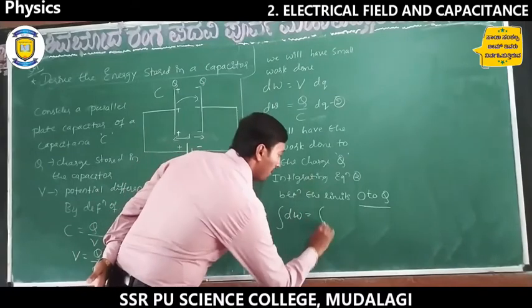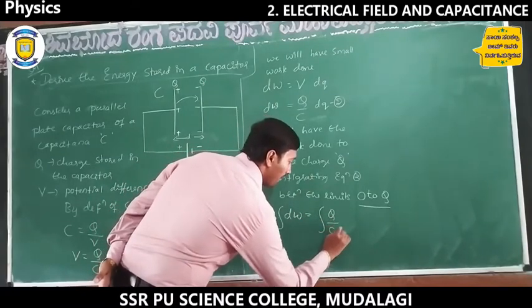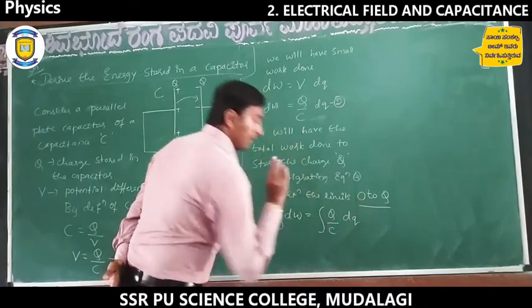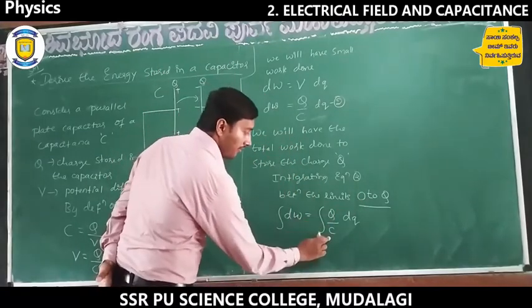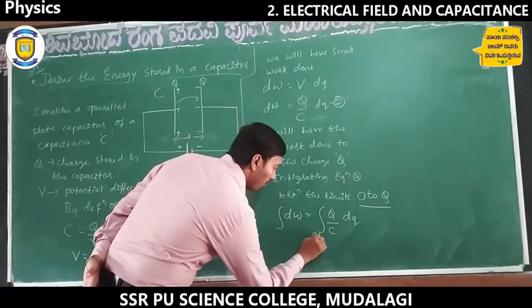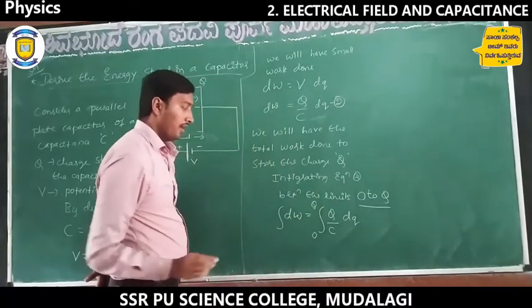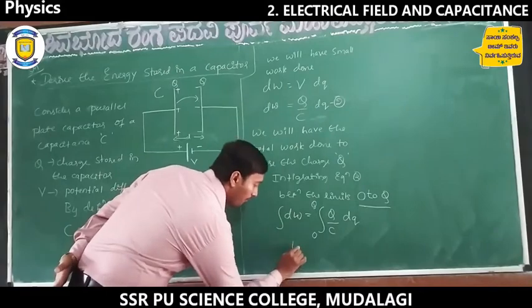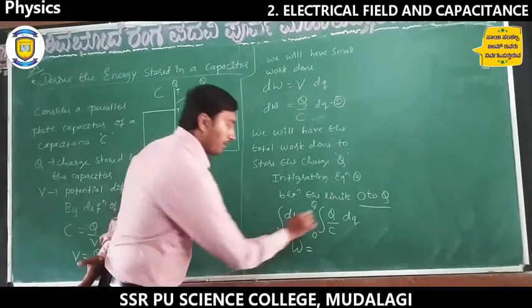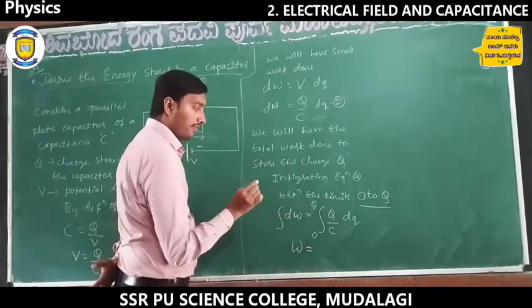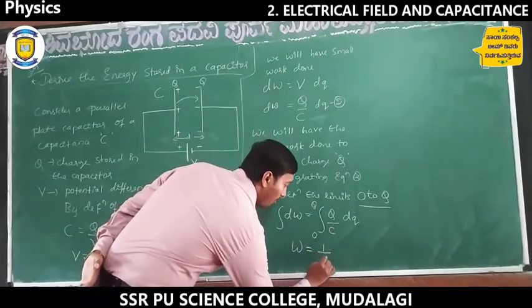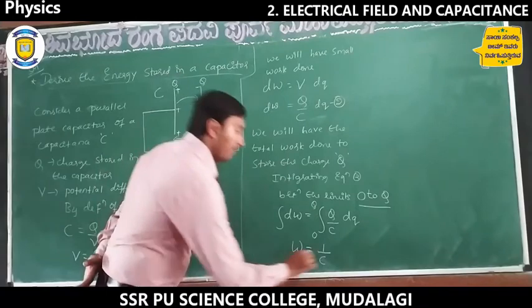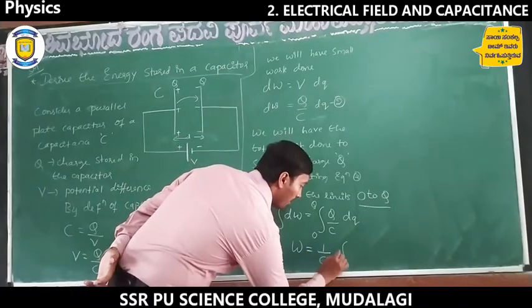So integration of Q by C into dQ, from 0 to Q. Okay? So integration of dW is W. Correct? Q is the variable charge. C is a constant, that is taken outside. C is the constant. That's why the integration term is only Q.